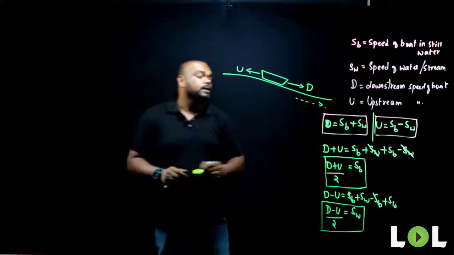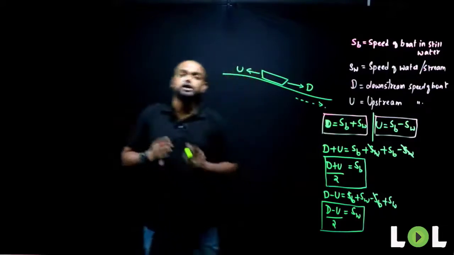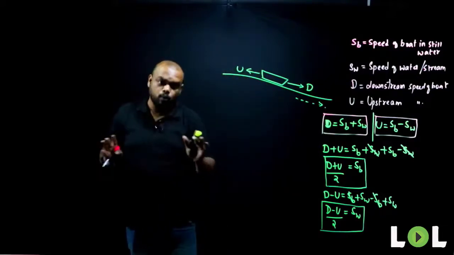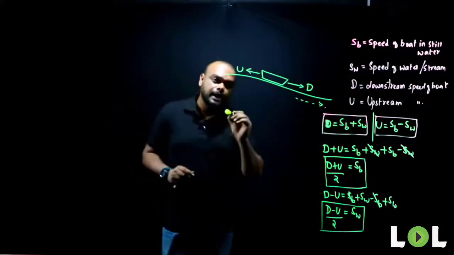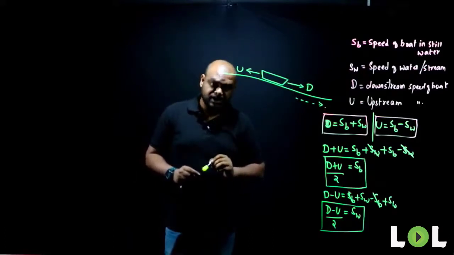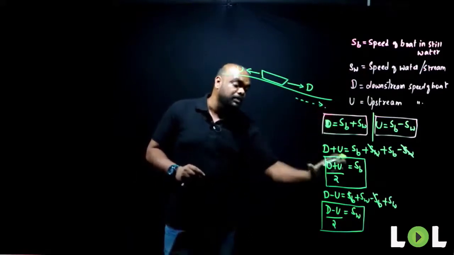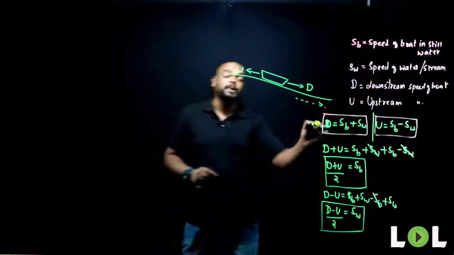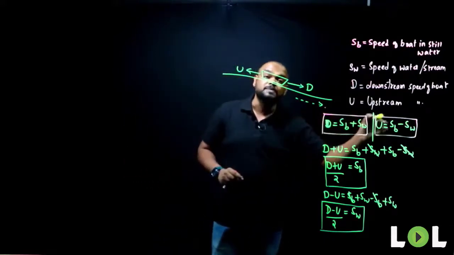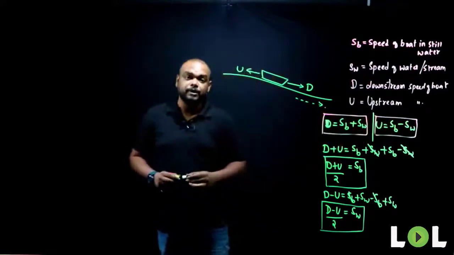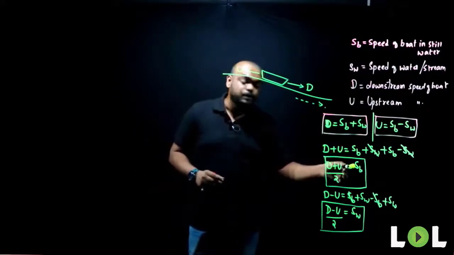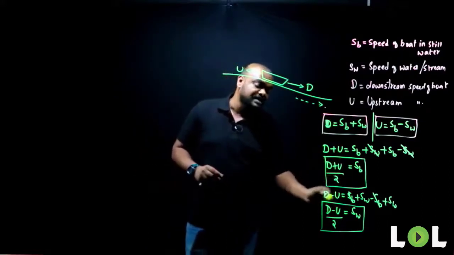So these are the 4 different formulas that you must remember, no matter what, in order to solve any problem on boats and streams. These must be remembered, guys. Downstream speed is SB plus SW, upstream speed is SB minus SW. Again, SB is (d plus u) by 2, and SW is (d minus u) by 2.